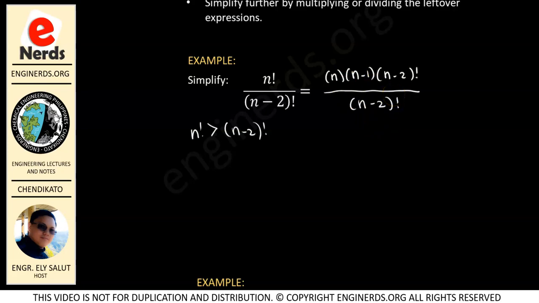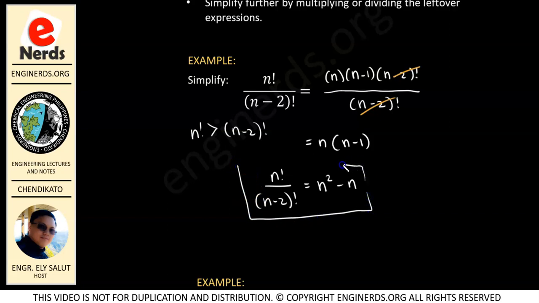So, as you can see, we have n minus 2 factorial in the numerator and n minus 2 factorial in the denominator. So, we can cancel this out. So, therefore, we have n times n minus 1 on the right-hand side of the equation. So, n factorial over n minus 2 factorial is equal to, we are going to use the distributive property here. So, n times n is equal to n squared, minus n. So, this is our final answer for our sample problem.